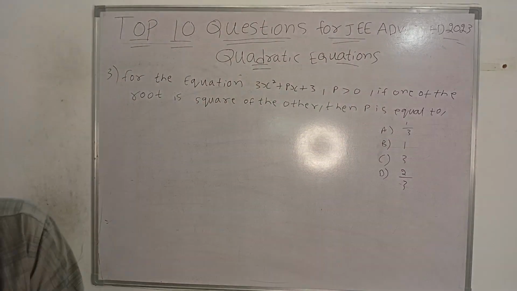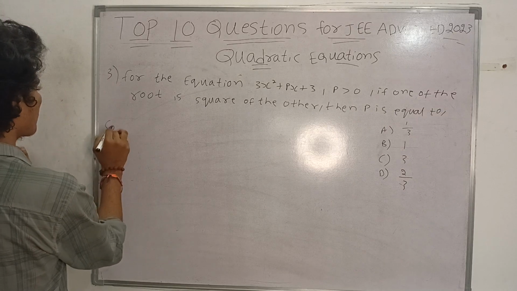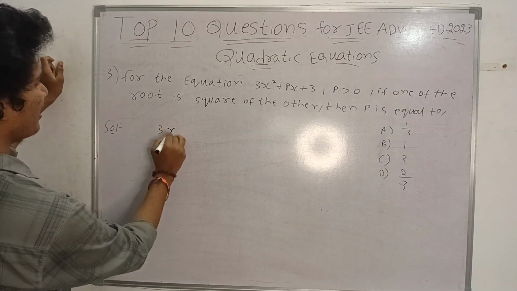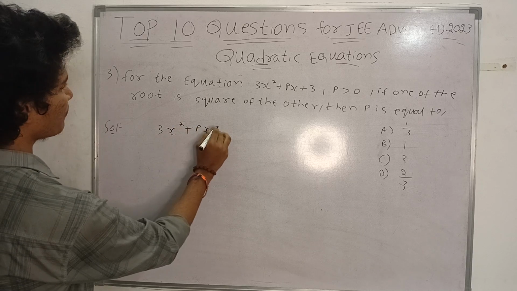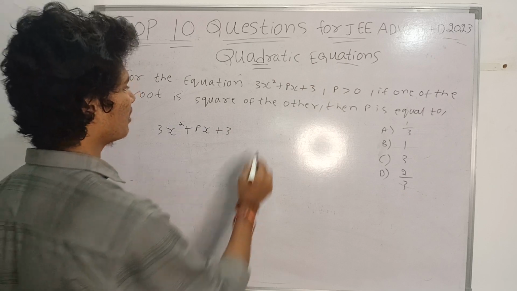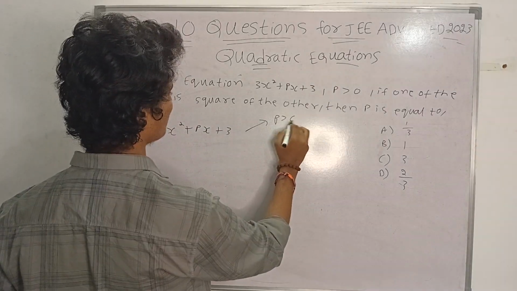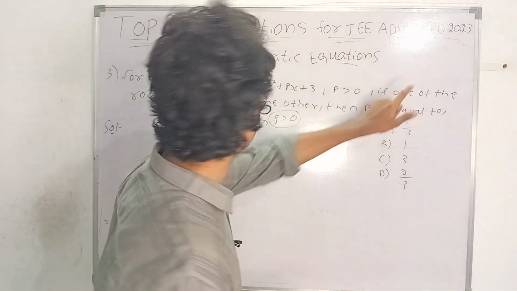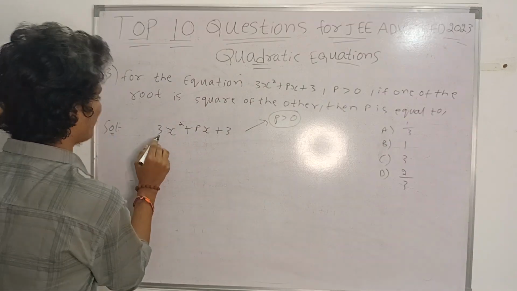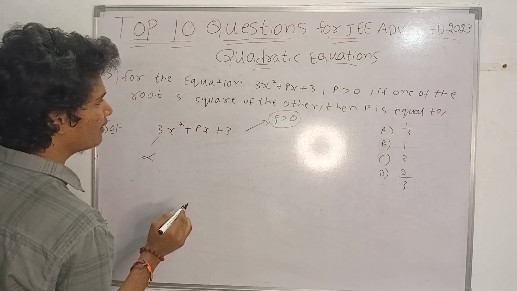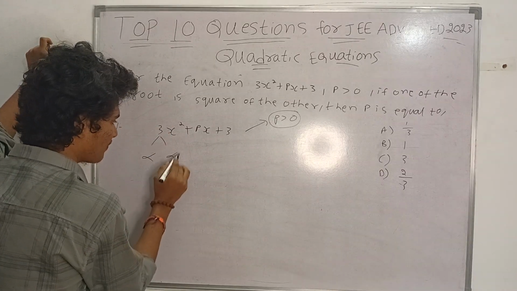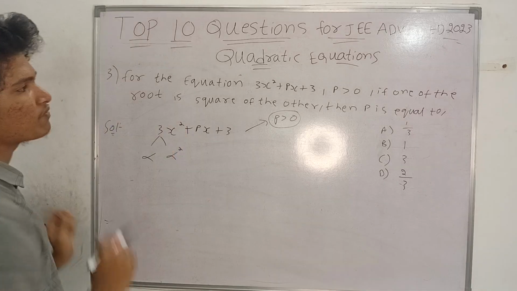So basically what are they asking? They are asking for the equation. They gave one equation. Simply write that equation, 3x square plus px plus 3. After writing that equation, p greater than 0 they gave. Simply write the condition, p greater than 0. Yes, it is completed. Suppose this is a quadratic polynomial, if we assume one root as alpha, what they are saying is, if one root is alpha, the other root will be the square of this root, that is alpha square. So these two are the roots for this equation.